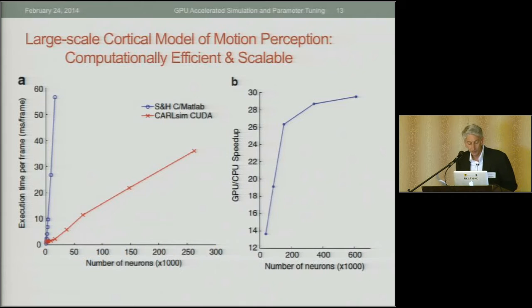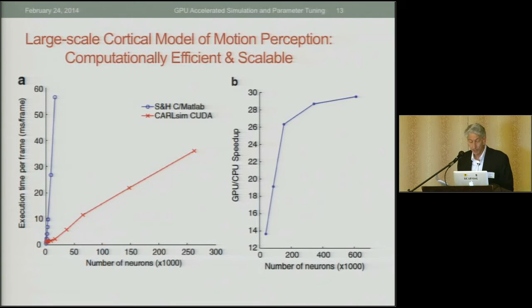So it's not tractable. Whereas with our model, we can get 150,000 neurons running in real time at the right frame rate. And actually, we can now get up to 200,000 neurons with larger frames running in real time. So we're doing quite well. The speed-ups are up to 30 times faster than a CPU if you run this GPU implementation.